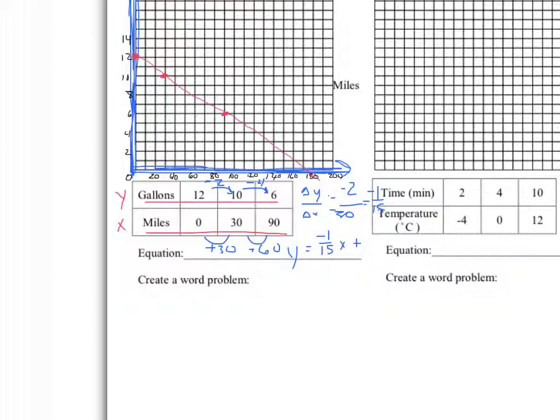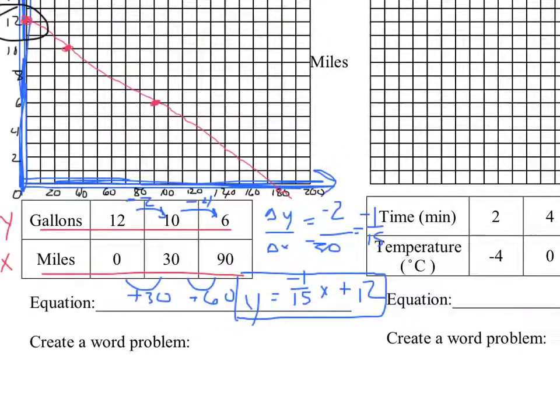Jefferson. 12. We're actually given b in this particular case because we're given the y-intercept. And we would know that because we graphed it. This was our y-intercept, so it's 12. So here's our equation. I should have given you a little bit more space for that. My apologies. Y equals -1/15 x.